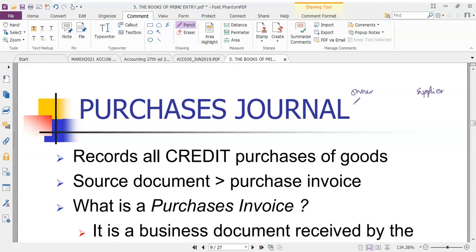Yes, that is correct. Owner, okay, sebagai contoh kita ni, kita buka business. And then kita yang beli daripada supplier, okay? Buy goods ataupun buy products to be sold, maknanya kita beli barang untuk kita jual. Okay, itu nama dia purchases. Okay, purchase.